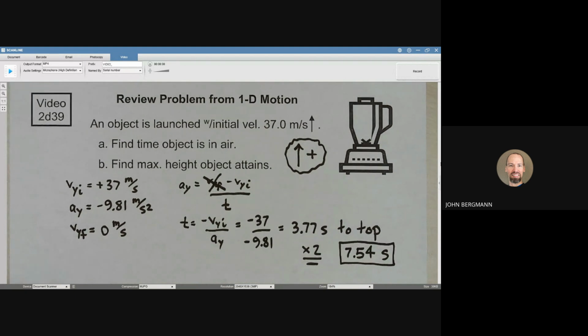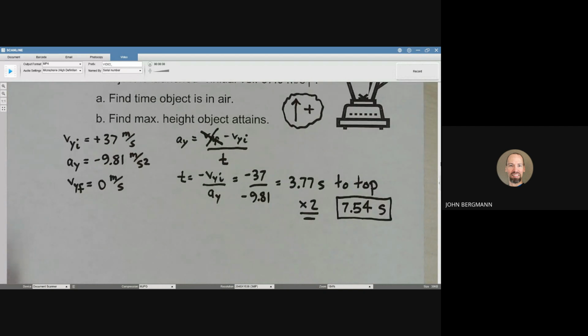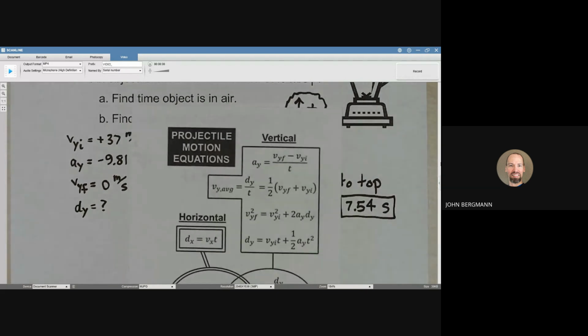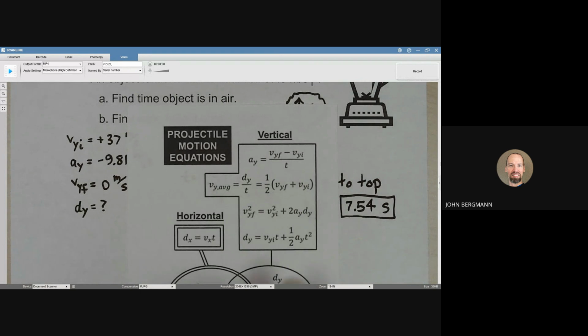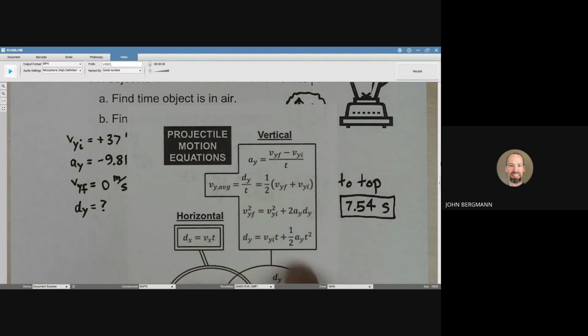Let's now figure out how high this blender goes. And if we refer to our equations here, how high is definitely a dy. So any equation on the right side of this sheet that has dy in it is fair game. This top one, no good. It doesn't have dy in it. But the other three do. Really, any of those potentially could work. The problem, and it's not really a problem because sometimes you can't get around it, but because we can here, we're going to say that it's a problem.